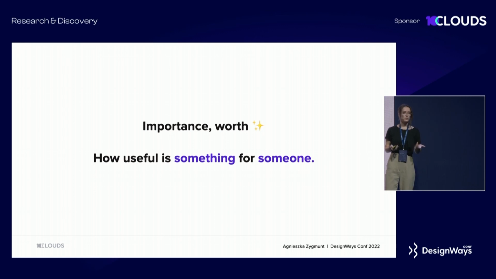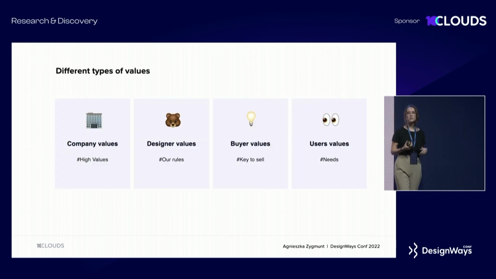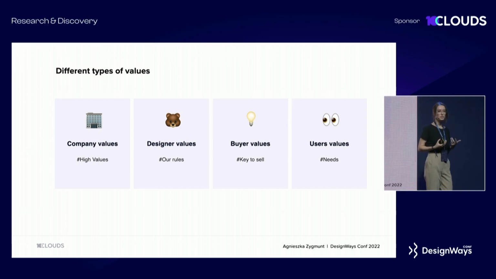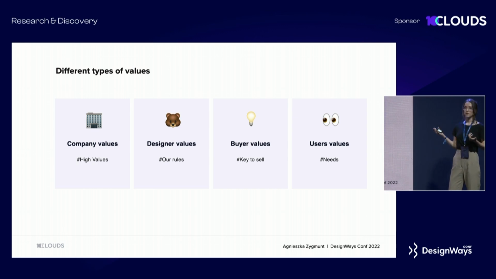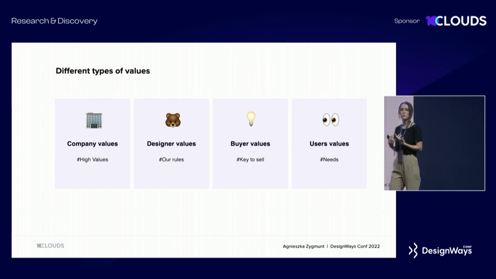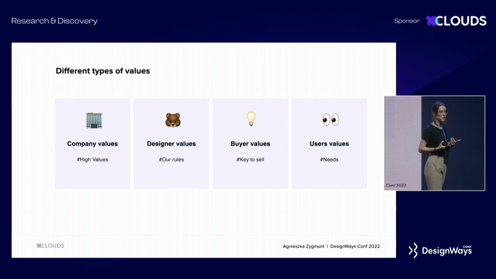And if we want to go even deeper, of course, related to the design process, we have different types of values. For example, we have company values. I call these high values. It's all about the vision, all about the manifesto we have. We have designer values. It's all about the rules we have, our ethics, how we want to work, how we want to deliver something.